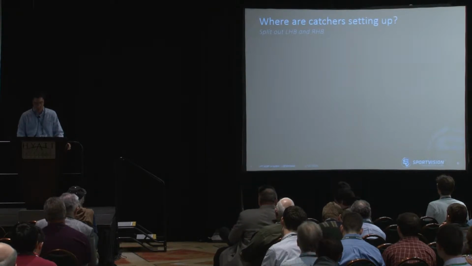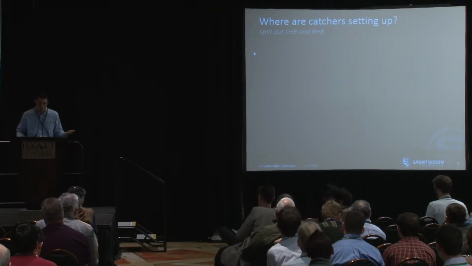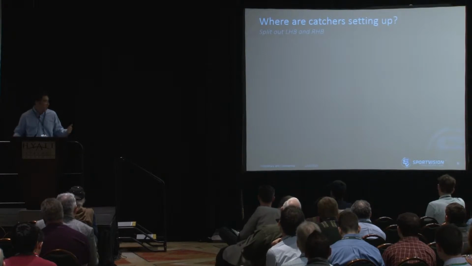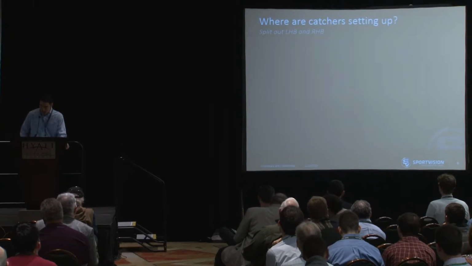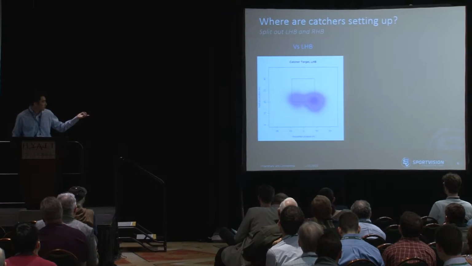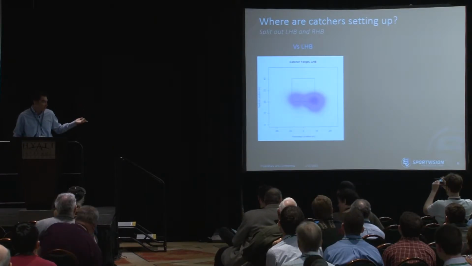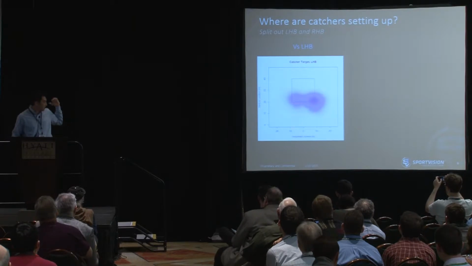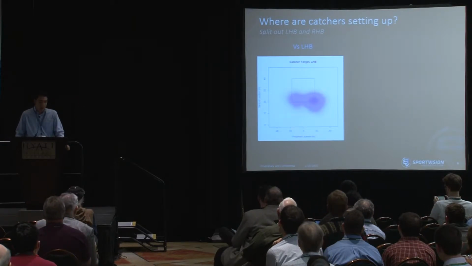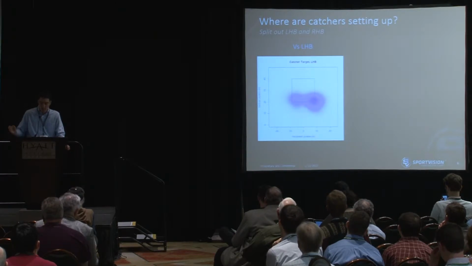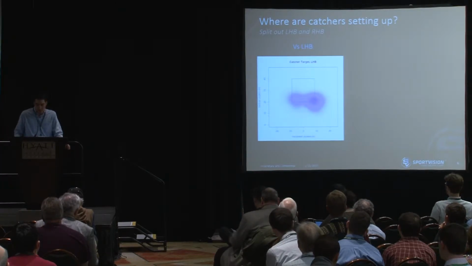So moving on here, we saw those two blobs, so I just wanted to look at where a catcher is setting up when we split it out by left-handed or right-handed batters. So we can see versus lefties, and this graph is from the pitcher's perspective, so a left-handed batter would be standing on the left side of the graph. You can see most of the time they're setting up outside. They're setting up right on that edge of the zone most of the time.